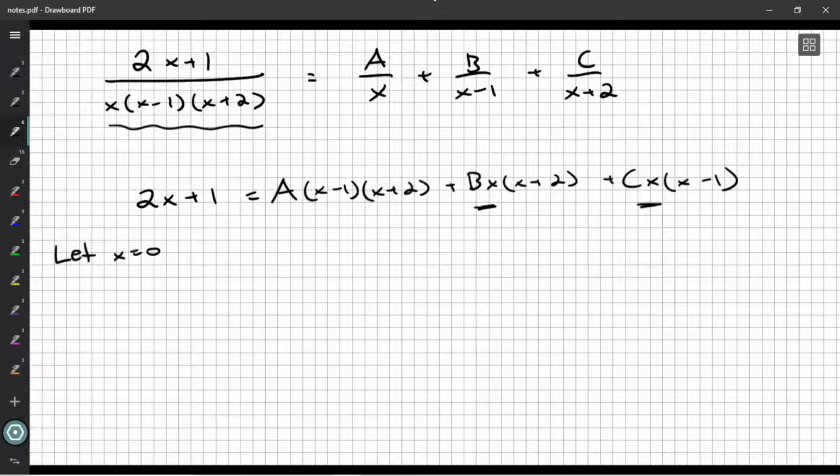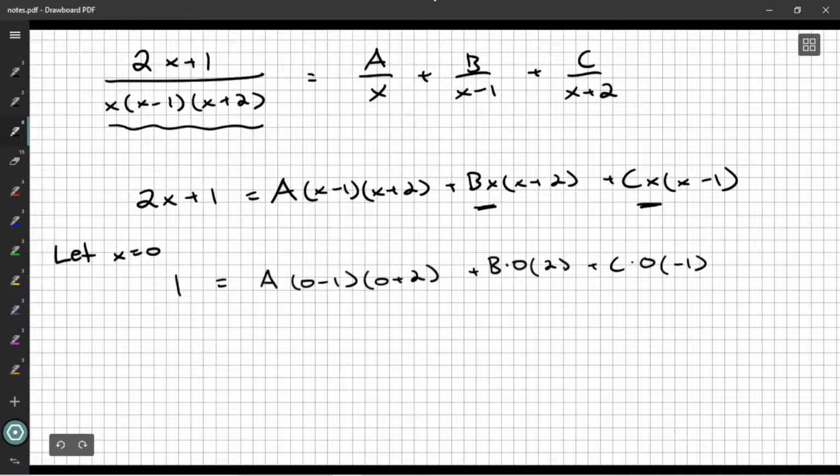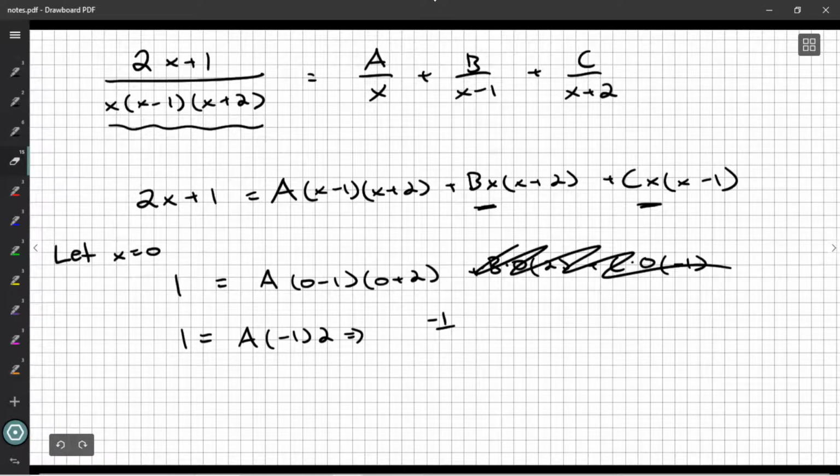But if we use x = 0, we'll get 2 times 0 + 1, so we'll get 1 over here on the left-hand side. Must be equal to A(0 - 1)(0 + 2). But then it's going to be B times 0, and then C times 0, so we can ignore those. So 1 is A times negative 1 times 2. And so -2A = 1, or -1/2 is equal to A.